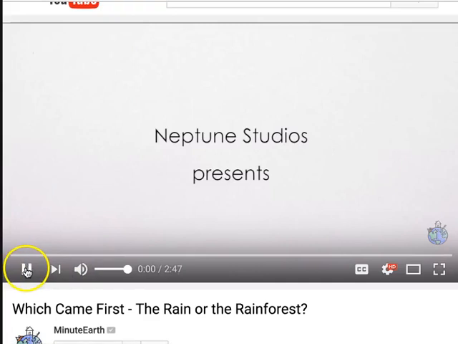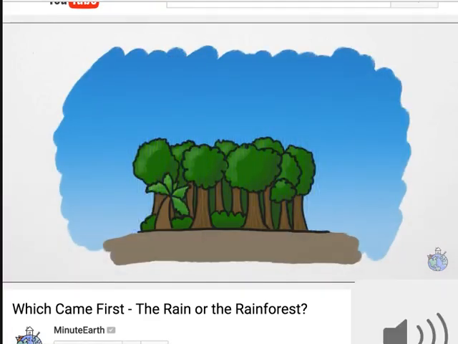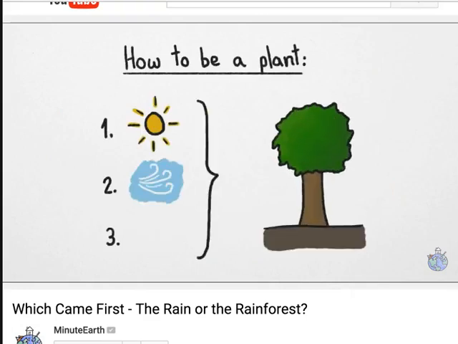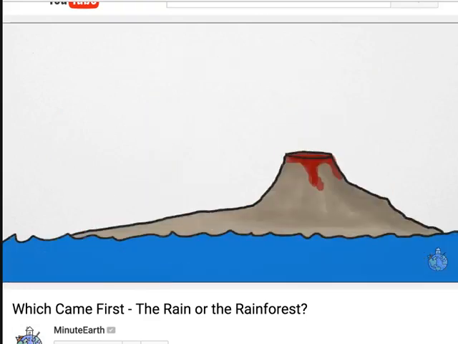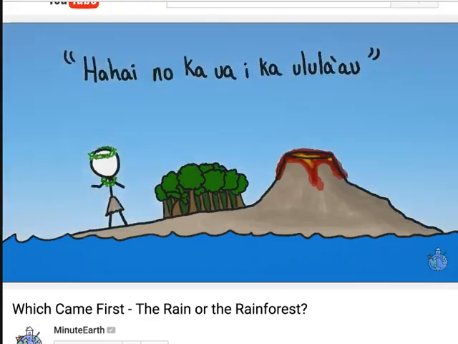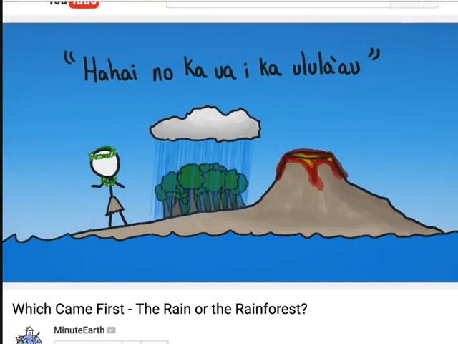A tropical rainforest without rain wouldn't be much of a rainforest. I mean, all plants need water to grow, and without it, they shrivel up and die. So what about the ancient Hawaiian proverb, Hahai no ka ua i ka ulu la au, which means the rain follows after the forest? How could that be?